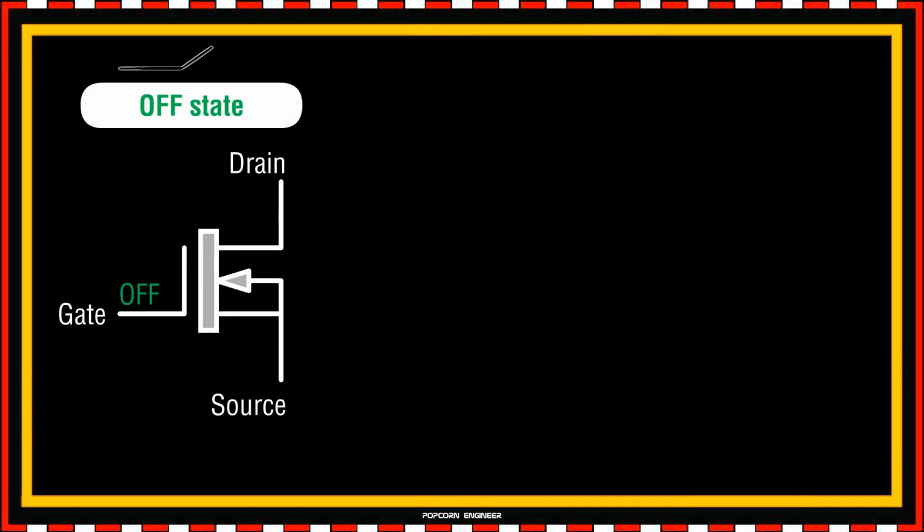A MOSFET has three terminals: gate, drain, and source, and operates like any switch with an on-state and an off-state. In the off-state, the MOSFET acts like an open switch, preventing current from passing through. This means that no current flows between the drain and source, as the voltage between the drain and source, VDS, is high. This occurs when the gate-to-source voltage, VGS, is lower than the threshold voltage.